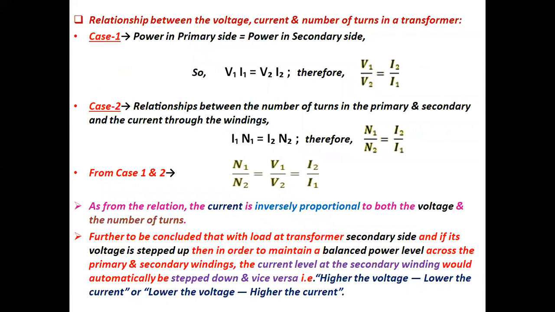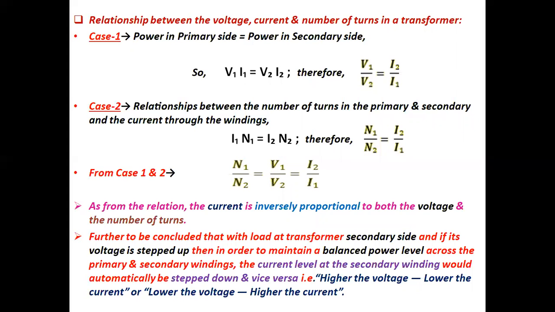Relationship between the voltage, current, and number of turns in a transformer. In case 1, power in the primary side equals power in the secondary side. So V1 I1 equals V2 I2. Therefore, V1 by V2 equals I2 by I1.